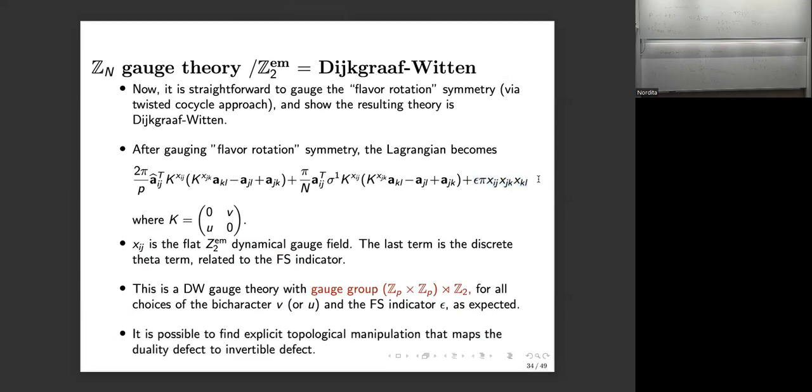Okay. So the resulting Dijkgraaf-Witten theory is just the theory with gauge group Zp times Zp semi-direct product Z2. So it's like a non-abelian gauge theory. When p equals 2, it's just a D8 Dijkgraaf-Witten theory.